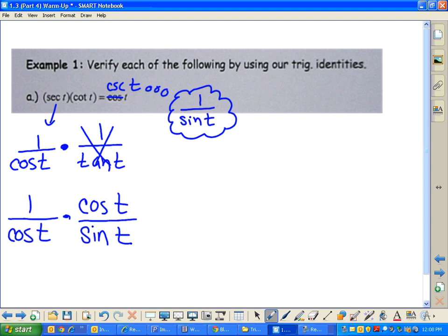If you have 1 over the cosine times cosine over sine, college algebra fans, do you remember what happens when we multiply two fractions and you have the same? Yeah, you can cancel. Good, Devin. So I can cancel these cosines, and I get 1 over the sine of the angle, which is the same thing as cosecant. Bang, done. So you start with what's on the left, and your mission is to try to get to what's on the right.